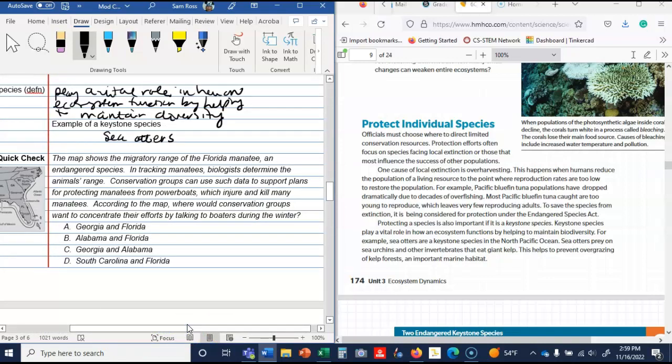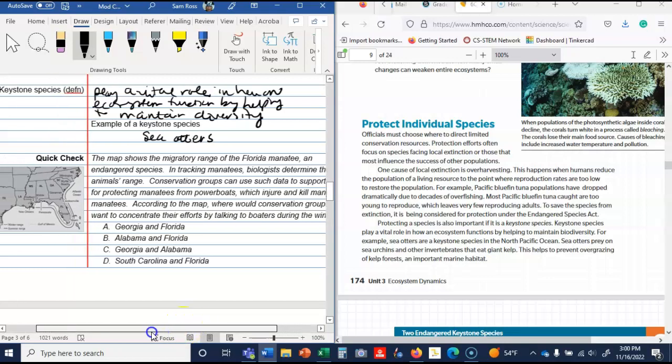So let's go ahead and do the quick check. It says the map shows the migratory range of the Florida manatee, an endangered species, and by tracking manatees biologists determine an animal's range. Conservation groups can use such data to support plans for protecting manatees from powerboats, which injure and kill many manatees. According to the map, where would conservation groups want to concentrate their efforts? By talking to boaters during the winter.